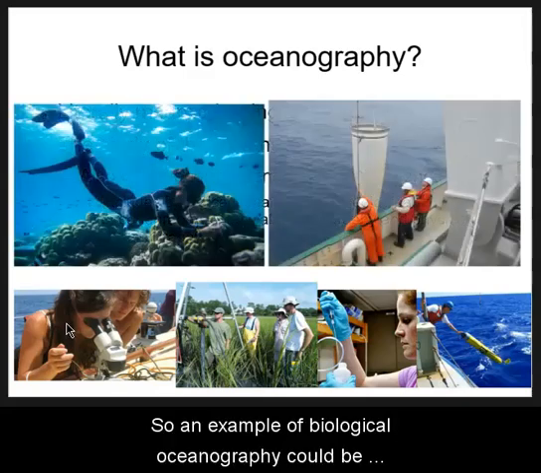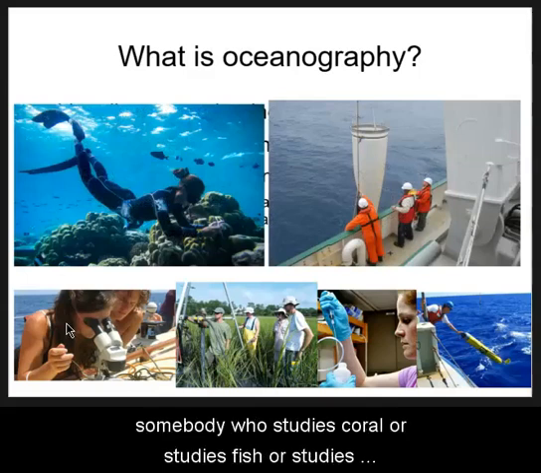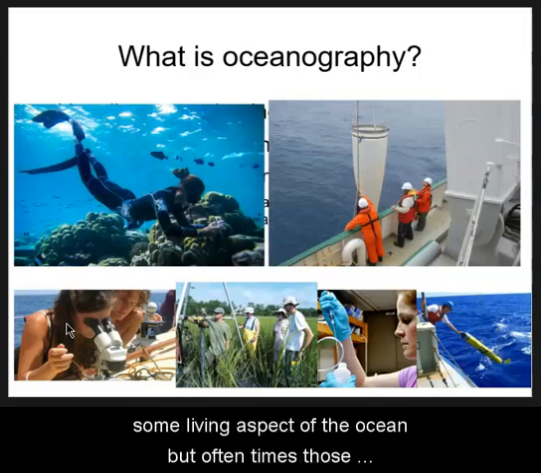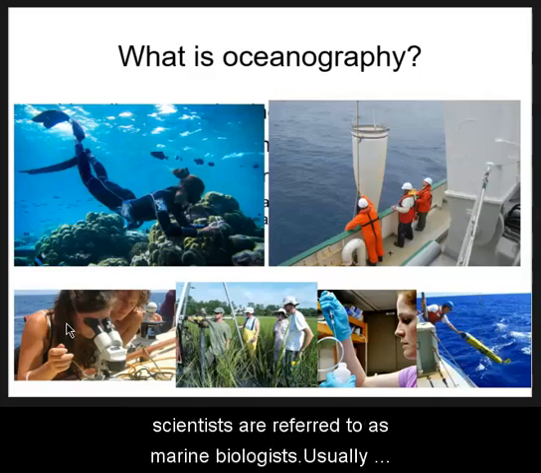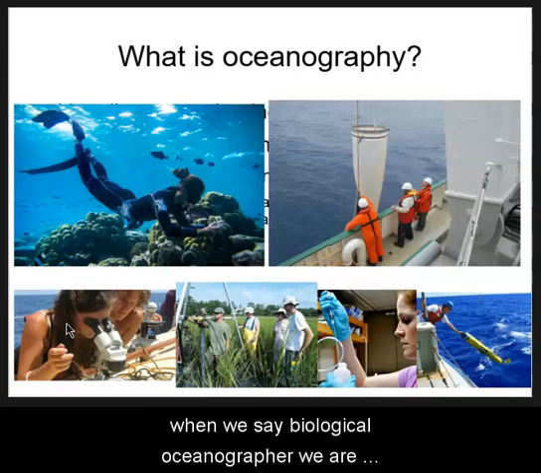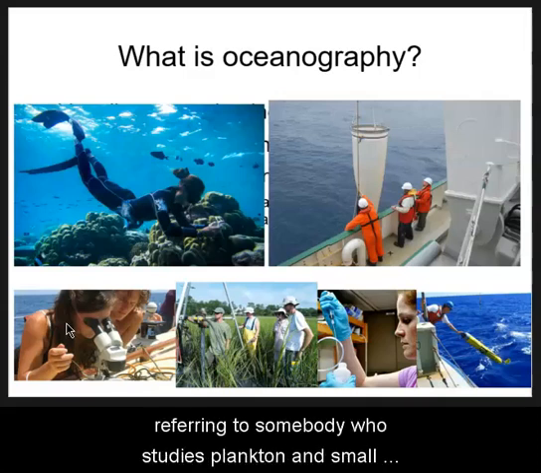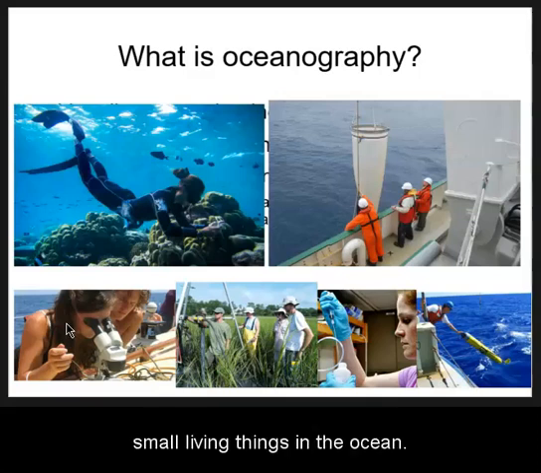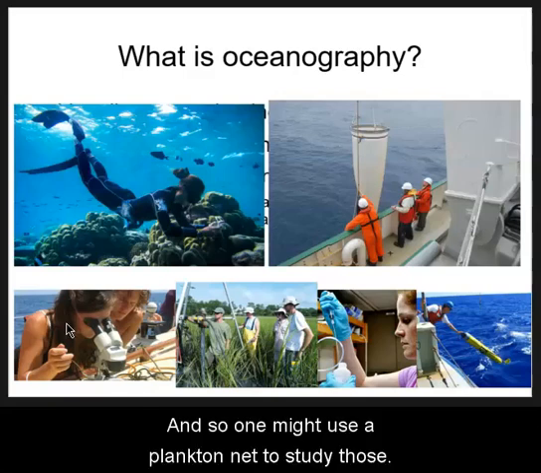So an example of biological oceanography could be somebody who studied coral or studied fish or studied some living aspect of the ocean. But oftentimes, those scientists are referred to as marine biologists. And usually when we say biological oceanographer, we're referring to somebody who studies plankton and small living things in the ocean. And so one might use a plankton net to study those.